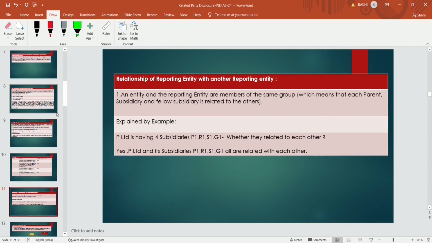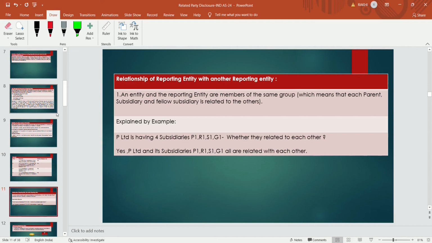If they are making any transaction within the same group, then that transaction is the related party transaction. This is to be explained by example. Suppose P Limited has 4 subsidiaries, P1, R1, S1, G1. Whether they are related to each other? Answer is yes, because P Limited is the holding company and it has 4 subsidiaries, and as per the definition, they are in the same group.